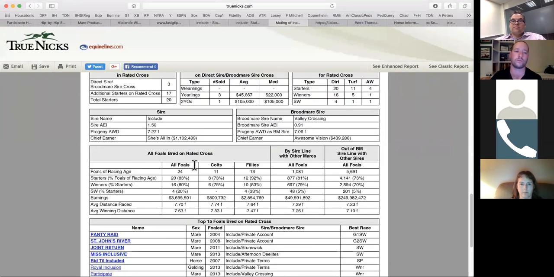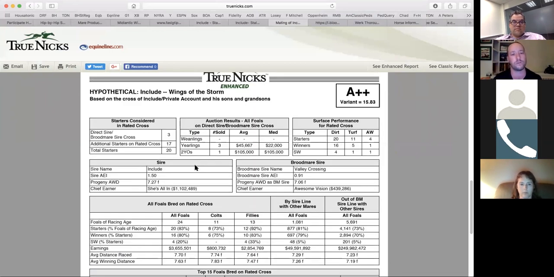All right, so hypothetical, Include with Wings of the Storm. Starters considered and rated cross, the direct sire, broodmare sire cross. So they looked at 3 foals by Include out of Valley Crossing mares. Remember, that's Participate's broodmare sire. And then their algorithm went back to Private Account and his sons and grandsons and came up with 17 more starters on the cross. So that would be foals by Include out of mares by Private Account or by Valley Crossing, or maybe Private Terms, other sons of Private Account. So this A++ rating is based on 20 foals on the cross.